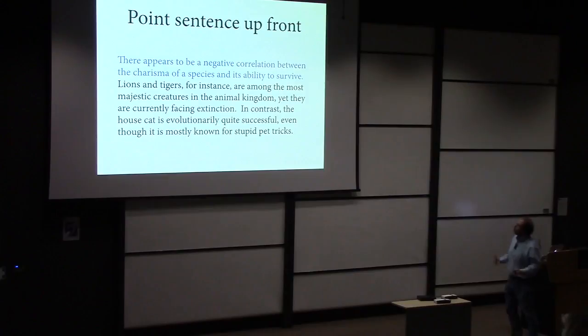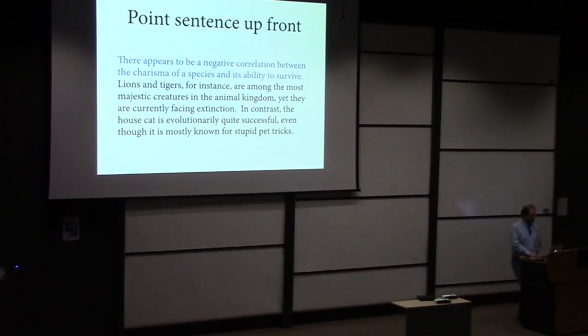There appears to be a negative correlation between the charisma of a species and its ability to survive. That's a good point. Lions and tigers, for instance, are among the most majestic creatures in the animal kingdom, yet they are currently facing extinction. In contrast, the house cat is evolutionarily quite successful, even though it is mostly known for stupid petting. Okay, that has one theorem and then 2 sentences that are supporting that theorem.